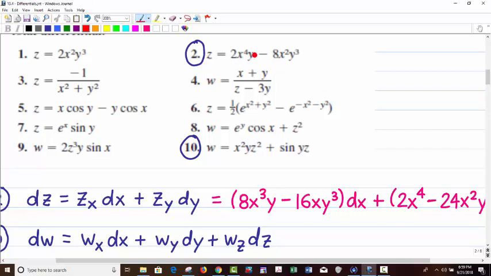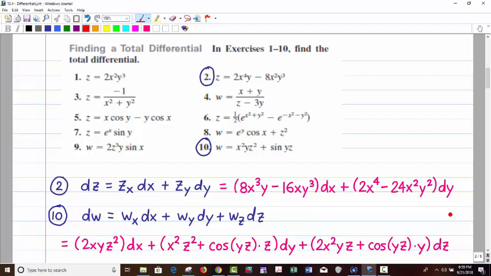So that means we want the x partial of this, which will be bring the 4 down, makes that 8x cubed y, minus bring the 2 down, 16y cubed. So right here we have 8x cubed y minus 16xy cubed dx. And then the y partial of this would be 2x to the 4th minus 24x squared y squared dy. So that's just your general differential form.